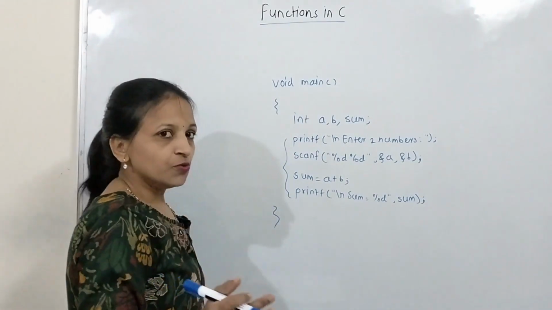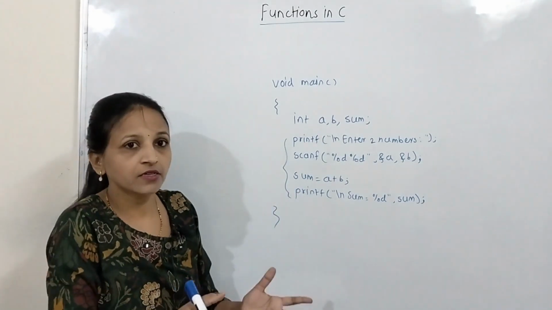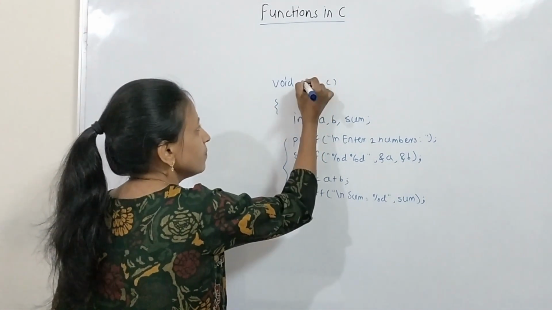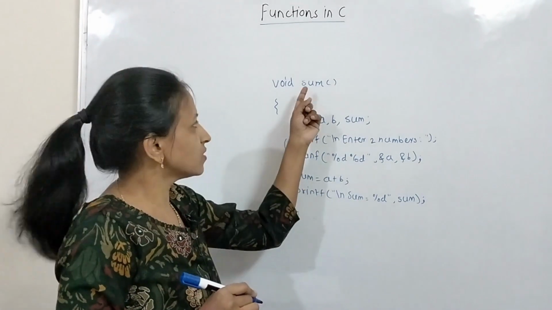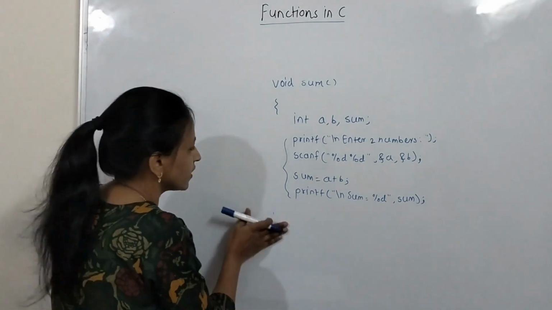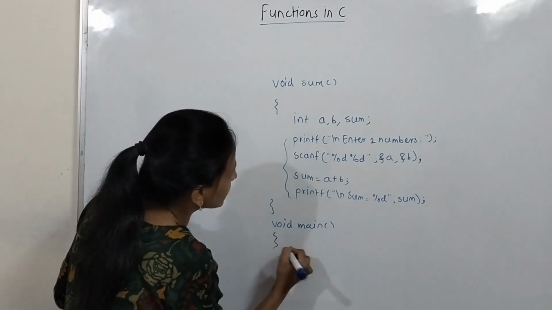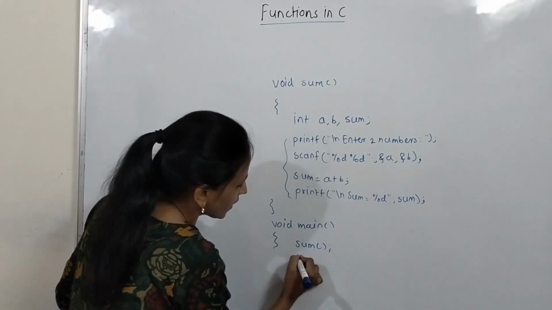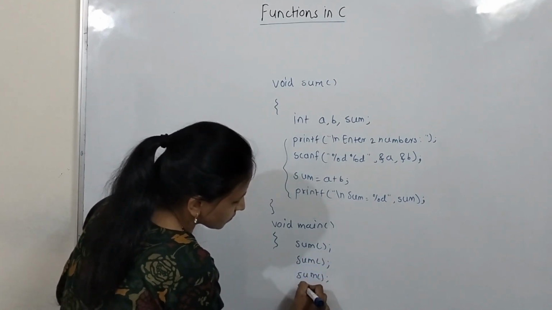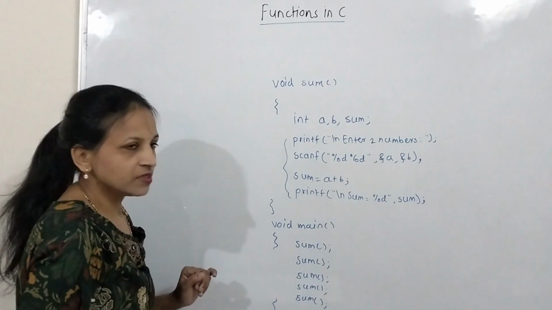Now see what I will do here. Suppose I want to do this task again and again, 5 number of times. Then what will I do? I will write here one name, that is sum. Instead of main, I have written sum here. Now this sum is a function. Now I will write void main, and I will just write sum, then sum, then sum, sum, sum, in this way.